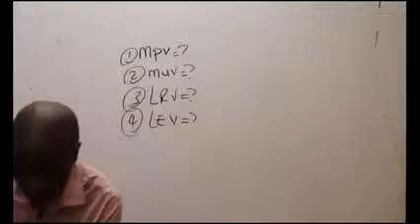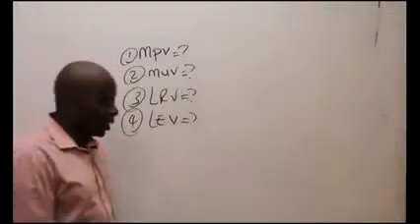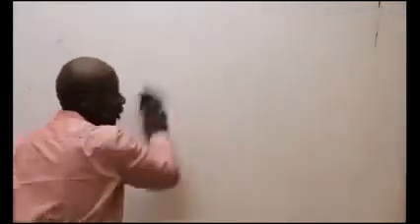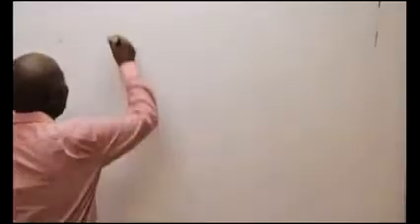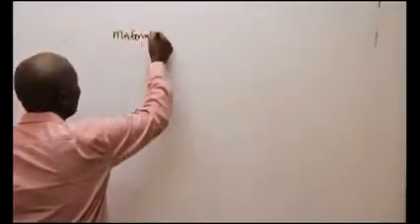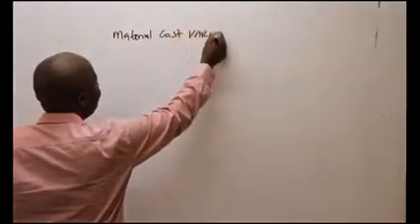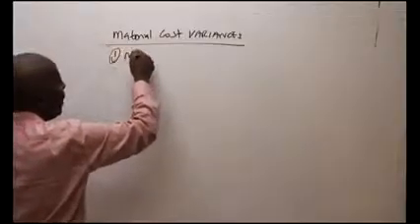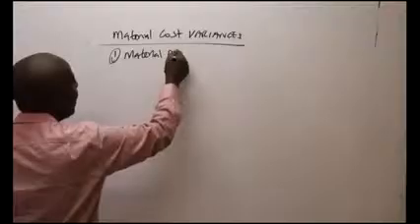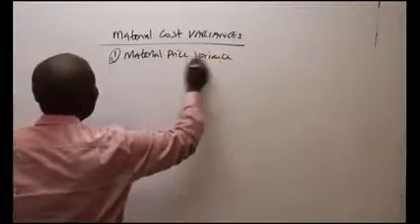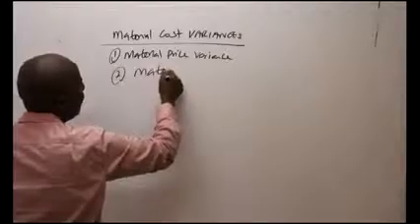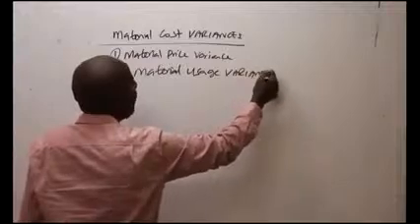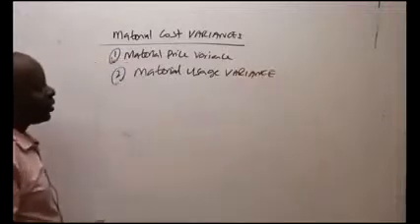Our first class where we were doing variances, so then that means that I need to start afresh with material price variance. So right there, material cost variances. We have two of them. We have the material price variance, and then number two, we have the material usage variance.